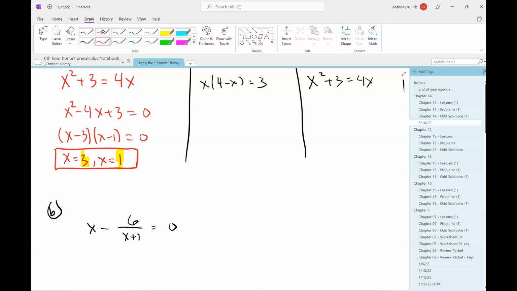All right, let's take a look at this one. What do you want to do first? Okay, what are we going to do to clear fractions? Multiply both sides by x plus 1.